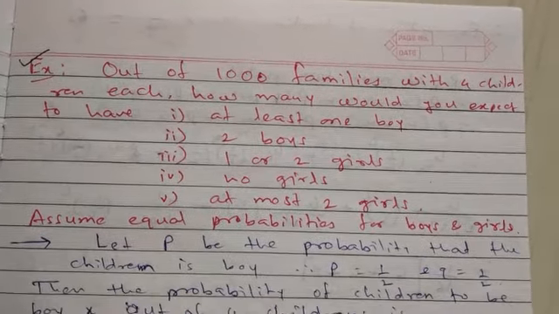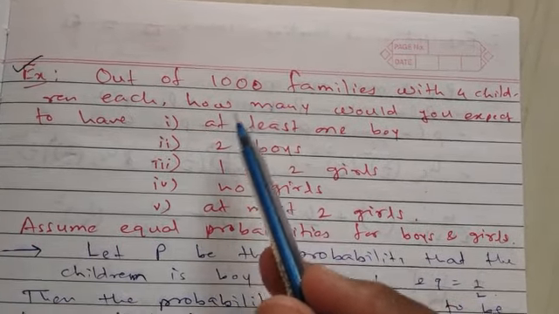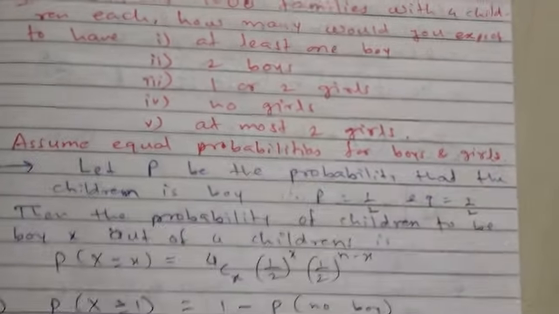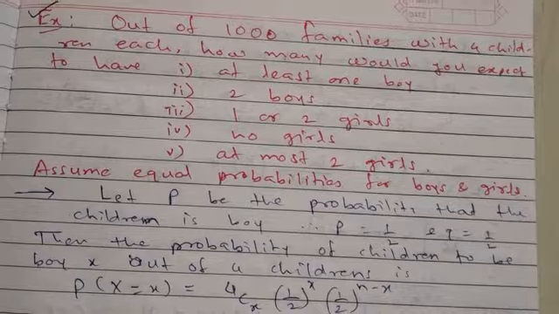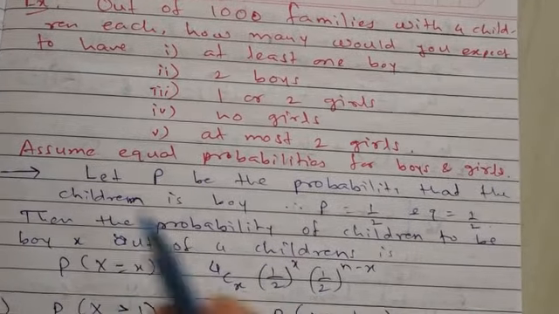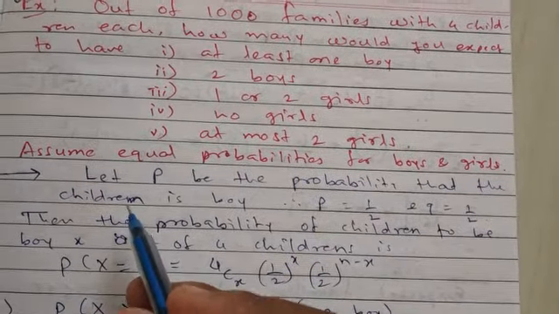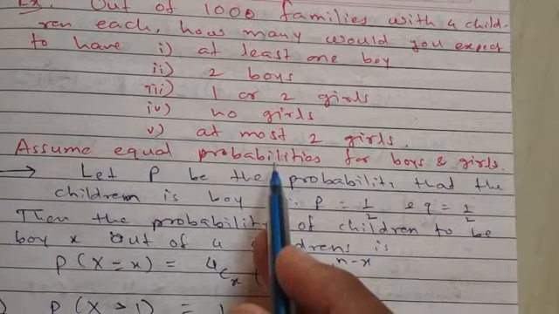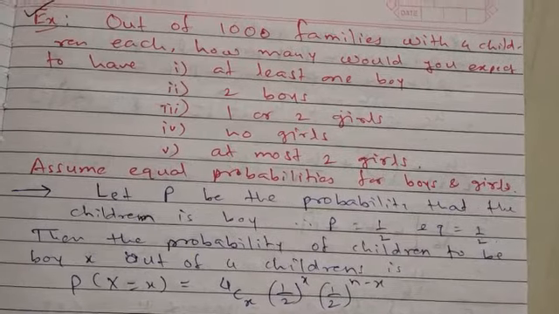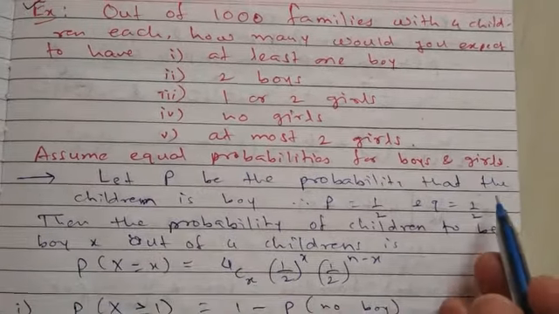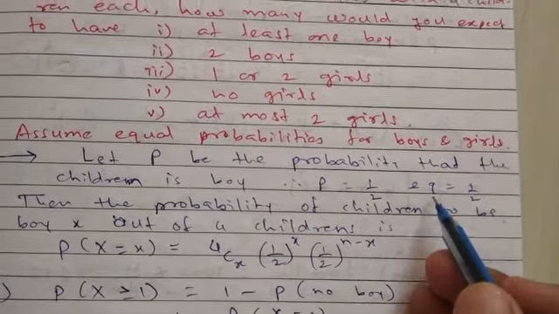So in this example, 1000 families are given, with each family having 4 children. Now here we will consider probability of success to be either boy or girl. Choice is yours. So here we will consider probability of success to be the child is a boy. We have to assume equal probabilities, meaning p is 1 by 2. So probability of boy 1 by 2, probability of girl 1 by 2. So let p be the probability that the child is a boy. Therefore p equals 1 by 2 and q is also 1 by 2.